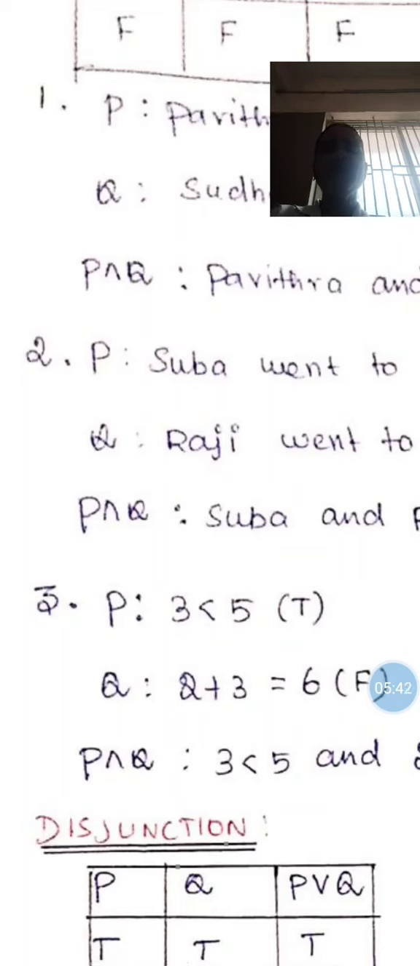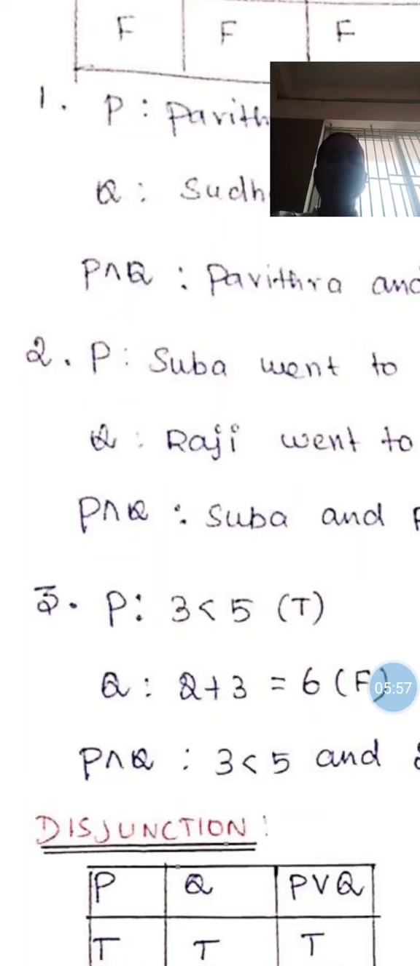Then the third example: we take P, that is, the proposition P is 3 less than 5. This proposition is true. Then the proposition Q, that is 2 plus 3 equal to 6, is false.